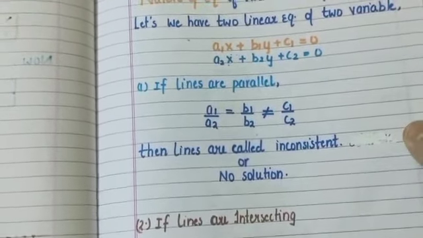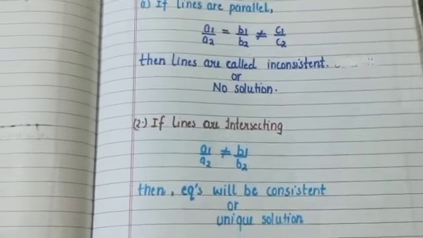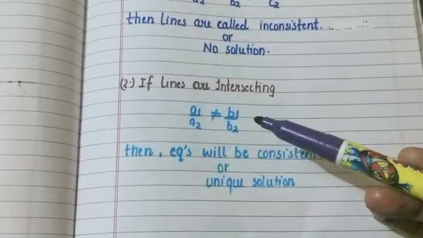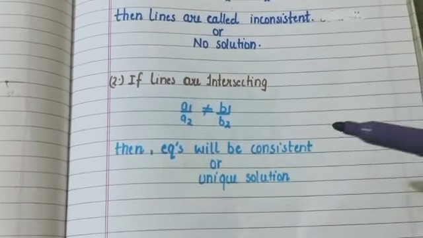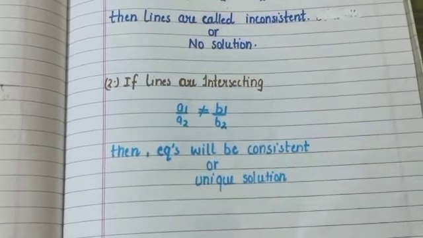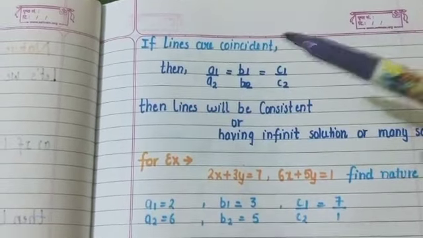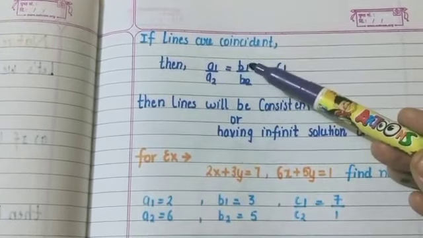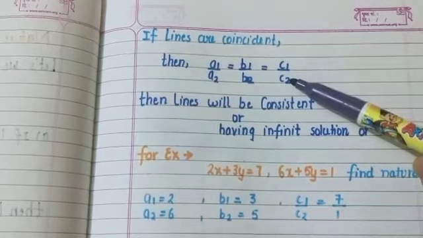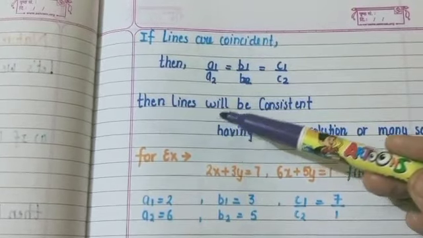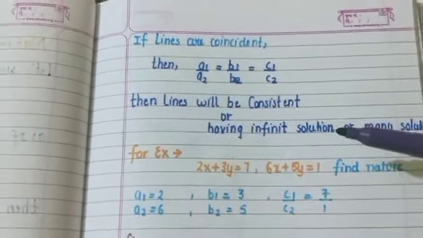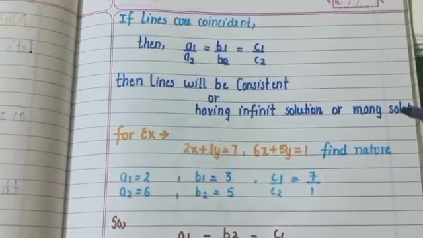The second is if lines are intersecting, then a1 over a2 not equals b1 over b2, and the equations will be consistent, or they have a unique solution. If lines are coincident, then a1 over a2 equals b1 over b2 equals c1 over c2. Then we can say that the lines will be consistent and have infinite solutions or many solutions.